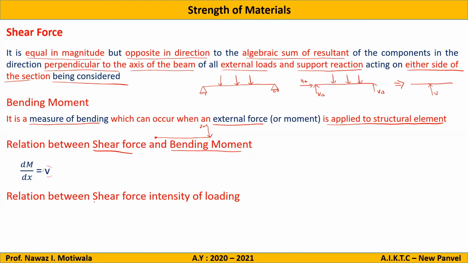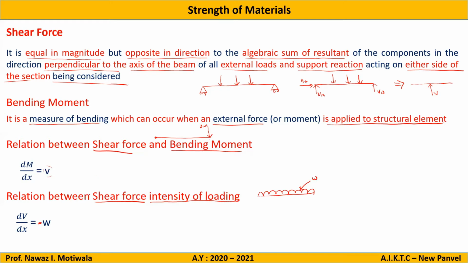Similarly, we also have a relation between shear force and the intensity of the loading. Intensity of loading means, let us say there is a UDL acting on this beam of intensity W. So is there any relation between the shear force and this intensity? Yes, there is a relation, and that relation is like this: dV by dx, the rate of change of V, that is shear force, with respect to x, is nothing but minus of W, or you can consider W. Minus is just indicating it is a negative relation.